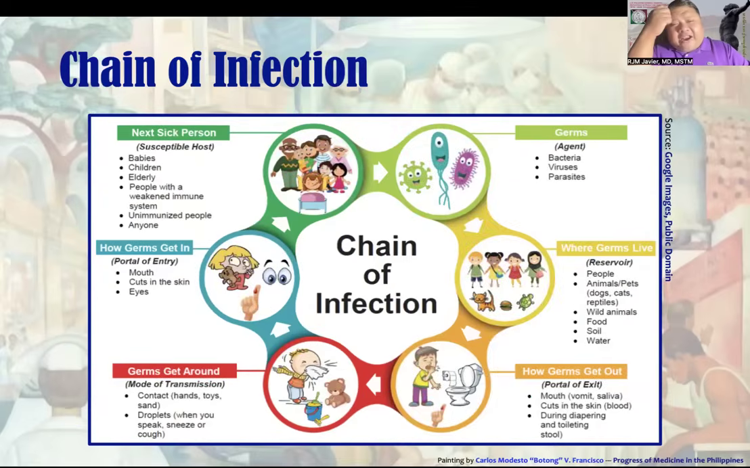The chain of infection would basically also look into all of these. We just relate how the agent would successfully enter the host, how the agent would leave the host and to infect another person. These are the links to the chain of infection. And if we are to come up with public health strategies to prevent transmission, we break the links of the chain of infection.